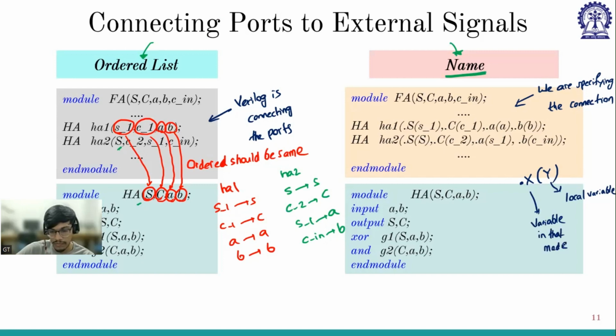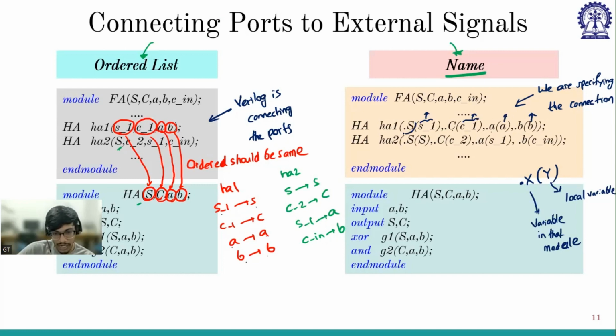So what we want is S1 mapped to S, and C1 should be mapped to C, and A should be mapped to A, B should be mapped to B. So this S1 is in this code, this C1 is in this code, this A is in this code, this B is in this code.